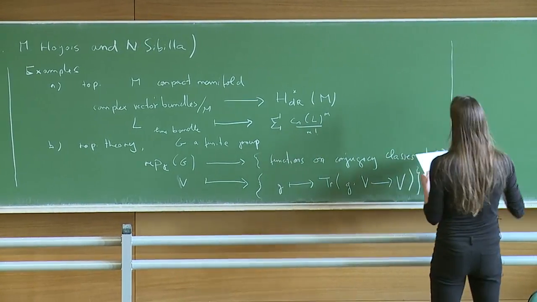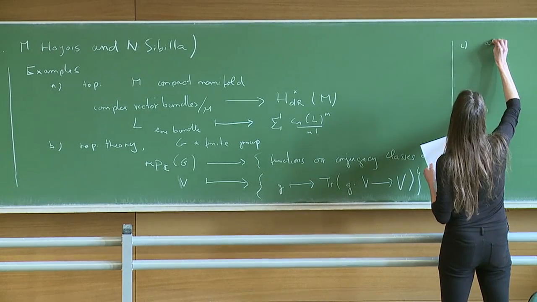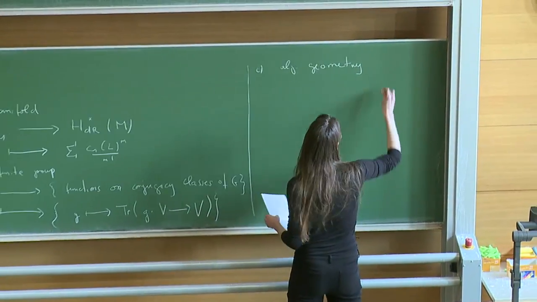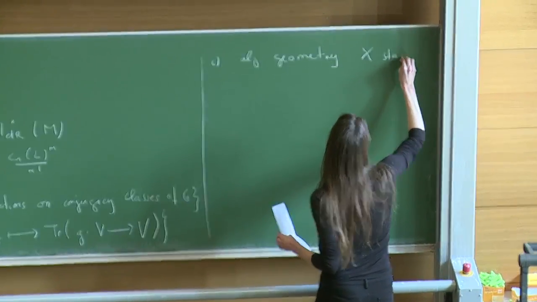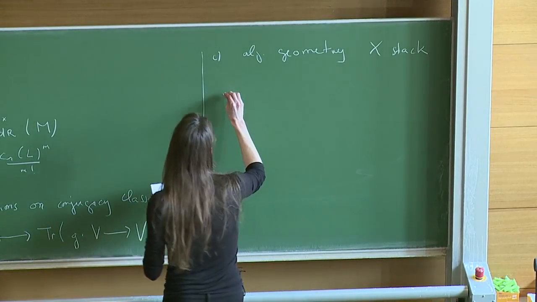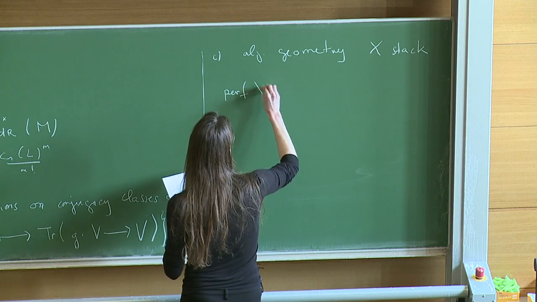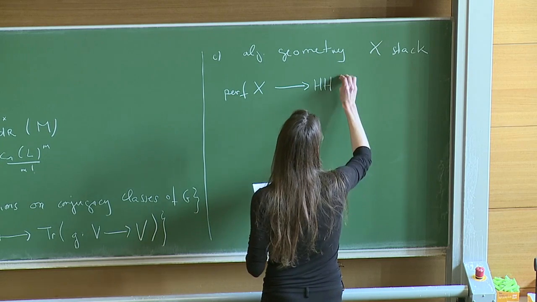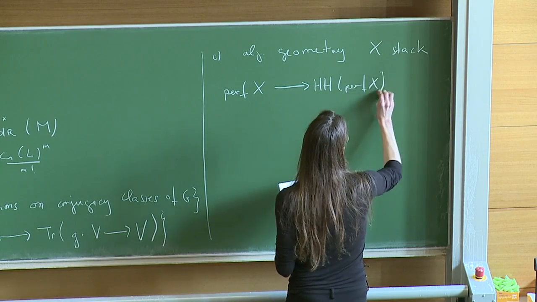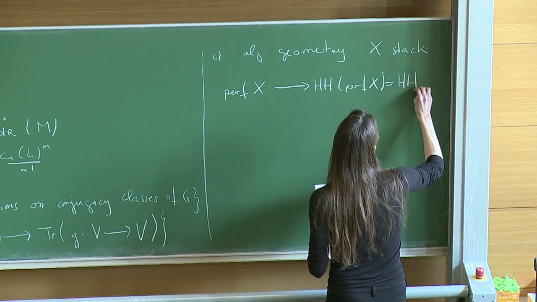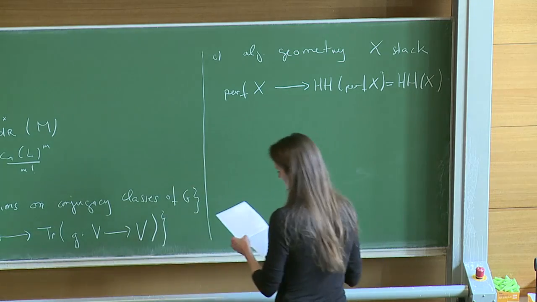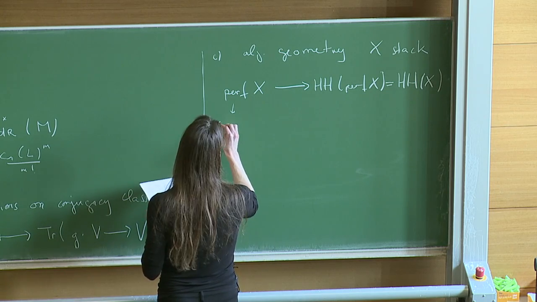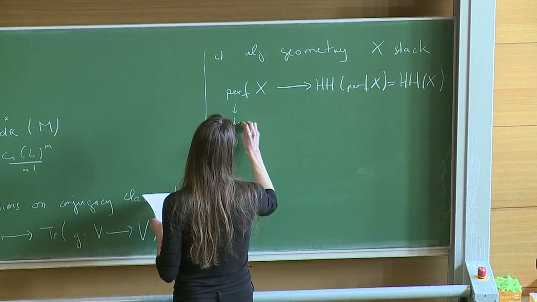And most generally, in algebraic geometry, if we take X to be a stack or a scheme, then we have a map that goes from the perfect complexes over X to the Hochschild homology of perf X, which is the same as the Hochschild homology of X. So these are the category of complexes of vector bundles.